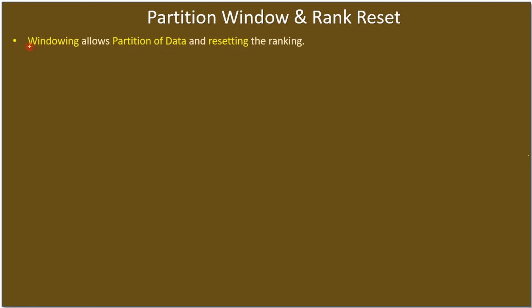So we know what windowing is: the OVER clause performs sorting, and that sorting is used by the ranking functionality. That's what is called windowing. Windowing allows partition of data. Partition means doing a further subgroup, or dividing the windowing group. Windowing allows partition of data and resetting the ranking.